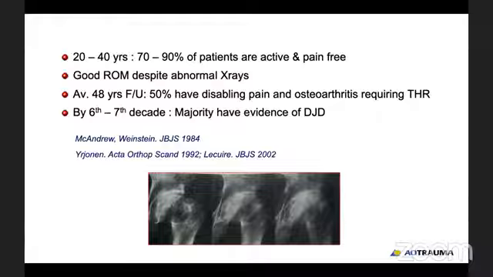But we know that by an average age of 50, about half of these patients will have disabling pain and osteoarthritis requiring a total joint replacement. And as you live longer, for untreated Perthes, by the sixth or seventh decade, the majority will have evidence of degenerative joint disease. So these are a few studies which have really shown this well, to understand on one end of the spectrum that it's not a very bad condition. It does not cause very severe morbidity, but in today's day and age, when people live much longer into their 70s and 80s, it does become an important condition to prevent long-term disability.